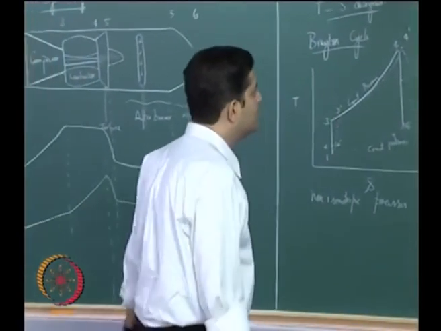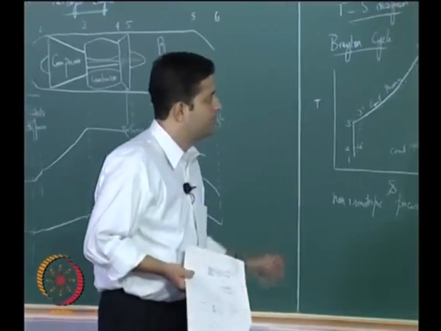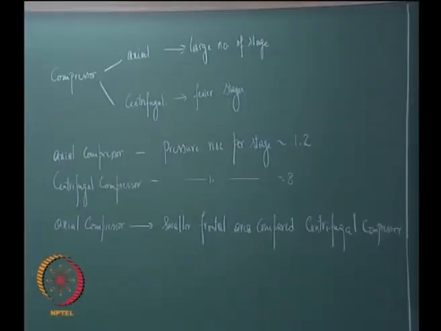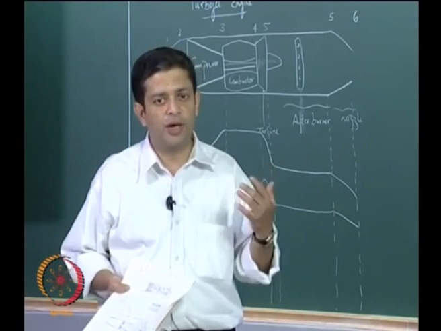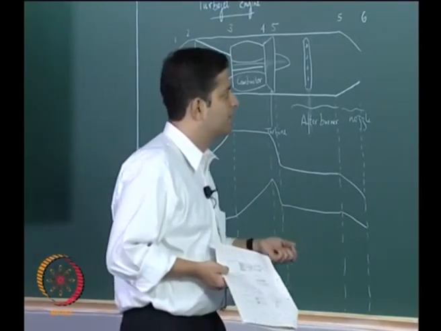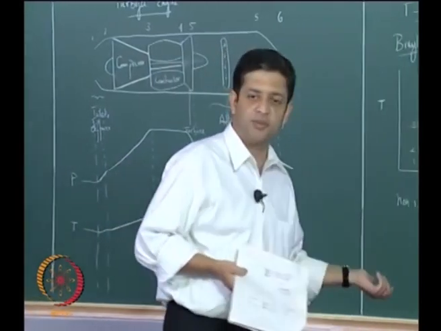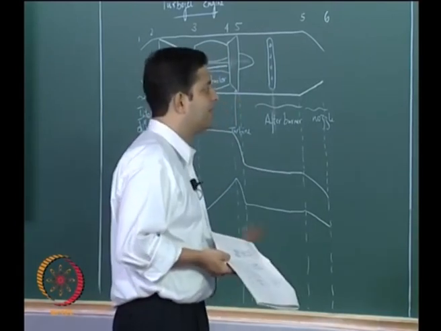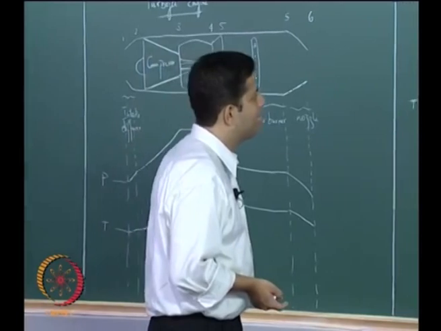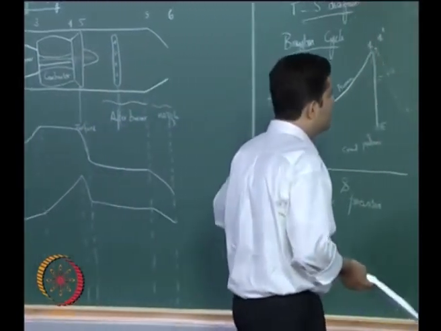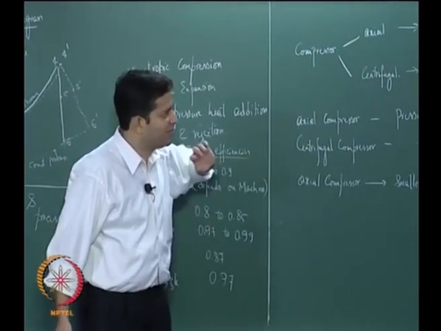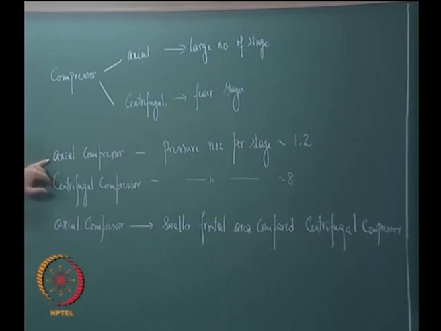Now, if you see here that axial compressor, the pressure rise per stage is very small. Okay. This is because if you go for a larger pressure rise in an axial compressor, then flow separation and stall takes place. Therefore, you are forced to look at a very small pressure rise per stage, whereas in a centrifugal compressor you do not have such problems. We will discuss that in detail when we look at compressors in greater detail a little later in the course. Okay. Now, it is also seen that axial compressors will have higher efficiency compared to centrifugal compressors because the flow distribution is much better in axial compressors.